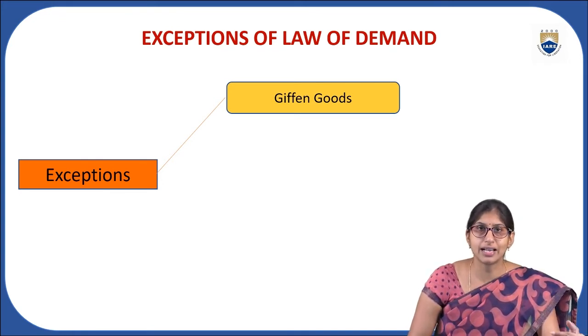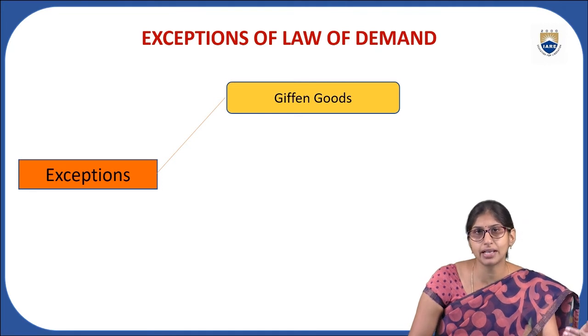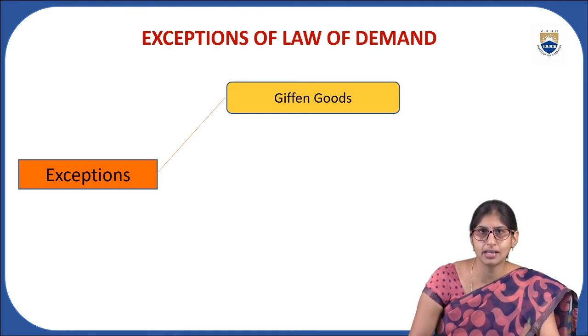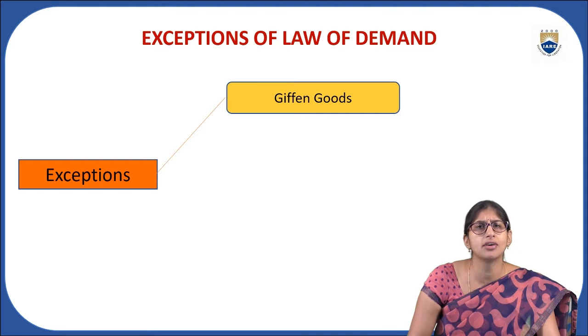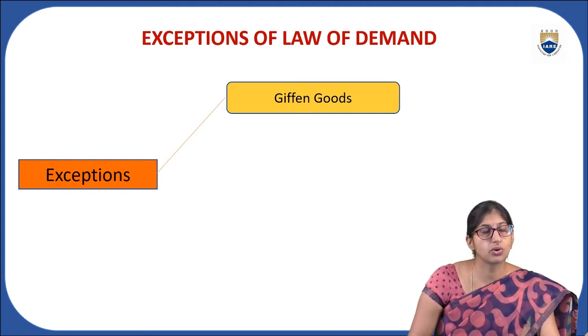So here the price is affecting demand. Though the price of rice or dal or vegetables has come down, he is not going to buy more because he wants to have more variety of goods. So in such a case, is it not an exception of the law of demand? Yes, it is an exception of the law of demand, right?